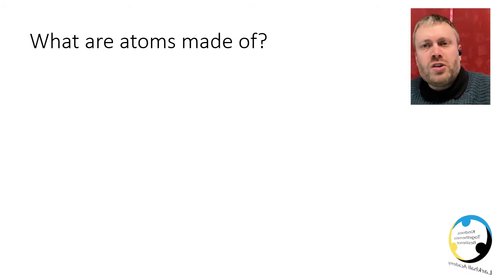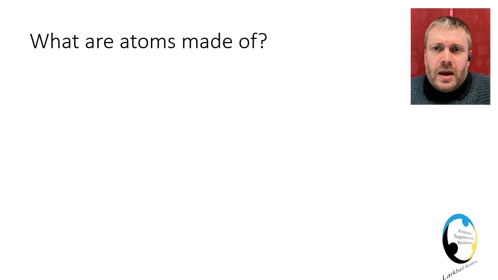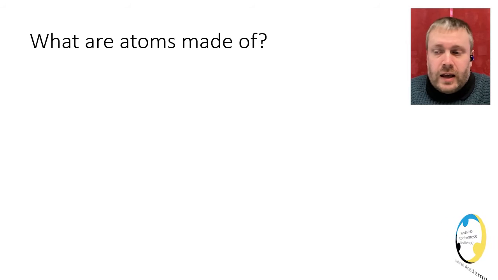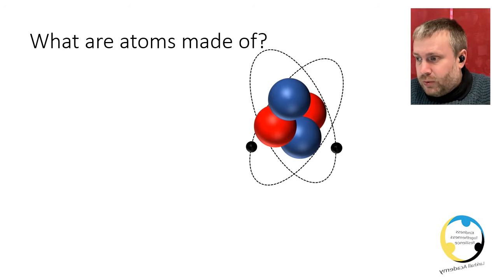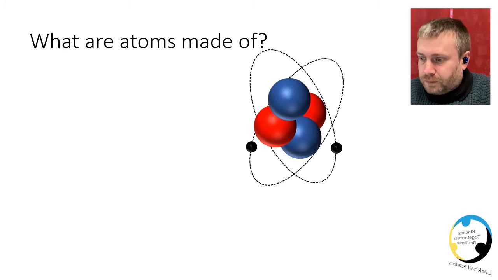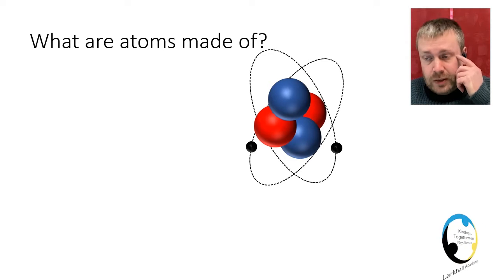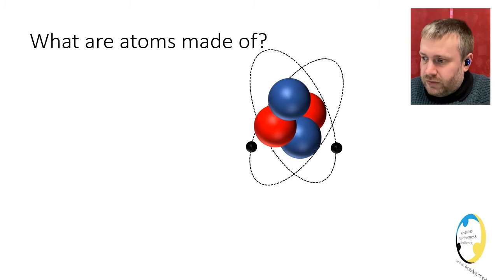So, what are atoms? What are they made of? Those of you that have done chemistry may know a little bit about this already, but we'll go over this just in case there's anyone out there who hasn't. This is an example of what an atom looks like. The atom is made up of up to three parts. Sometimes you only get two of them, but more often than not there are all three.